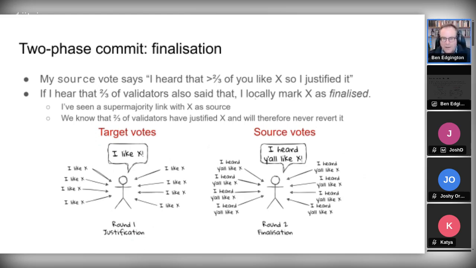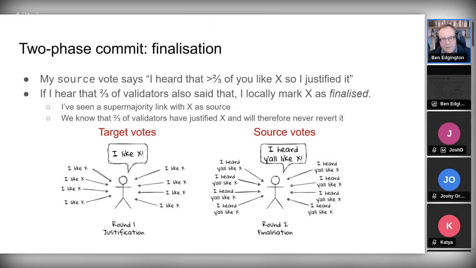If I hear that 2/3 of validators also said that they justified checkpoint X, I can mark it as finalized now. Now, the point is that when I justify a checkpoint, that is my commitment never to revert it. Effectively it is locally finalized for me. It's not finalized globally because I don't have a global view, but it's finalized locally for me because I've heard that 2/3 of validators out there like that, and so I commit to never reverting that justified checkpoint.